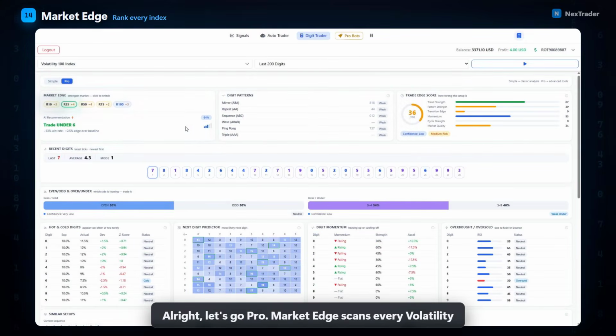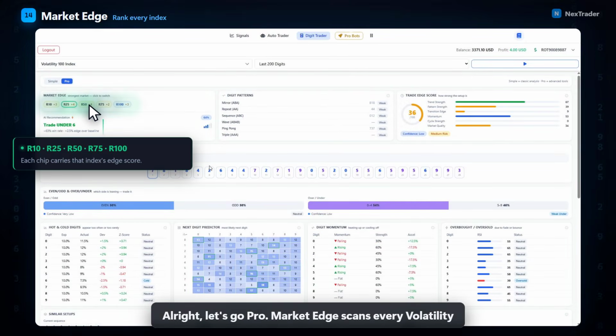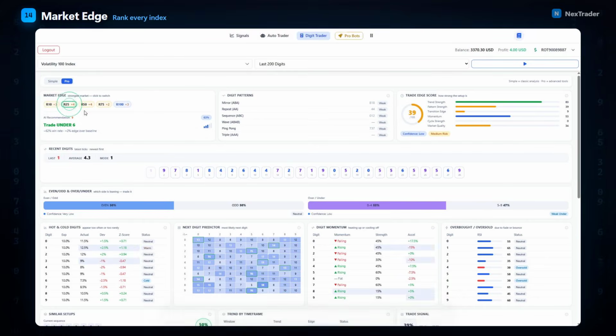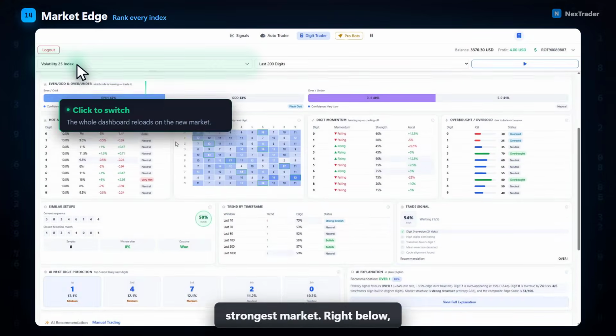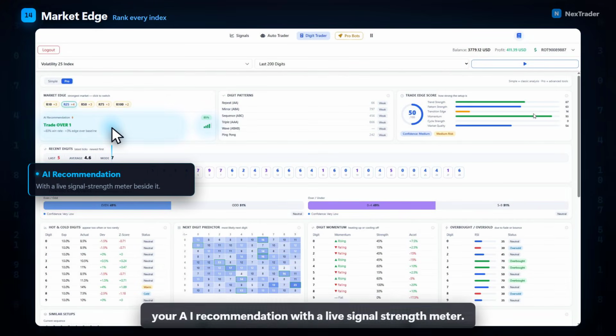Alright, let's go pro. Market Edge scans every volatility index at the same time and ranks them by strength. Click any chip and it switches you straight into the strongest market. Right below, your AI recommendation with a live signal strength meter.